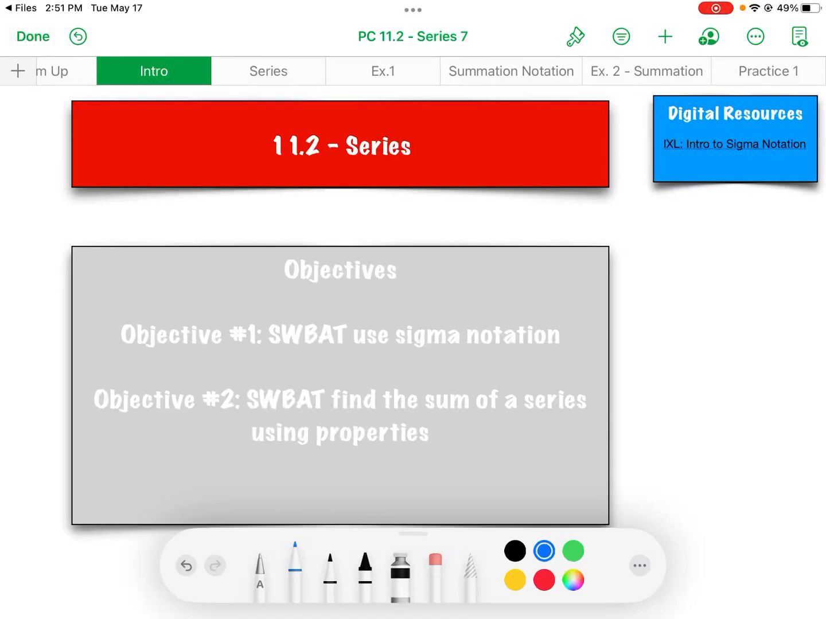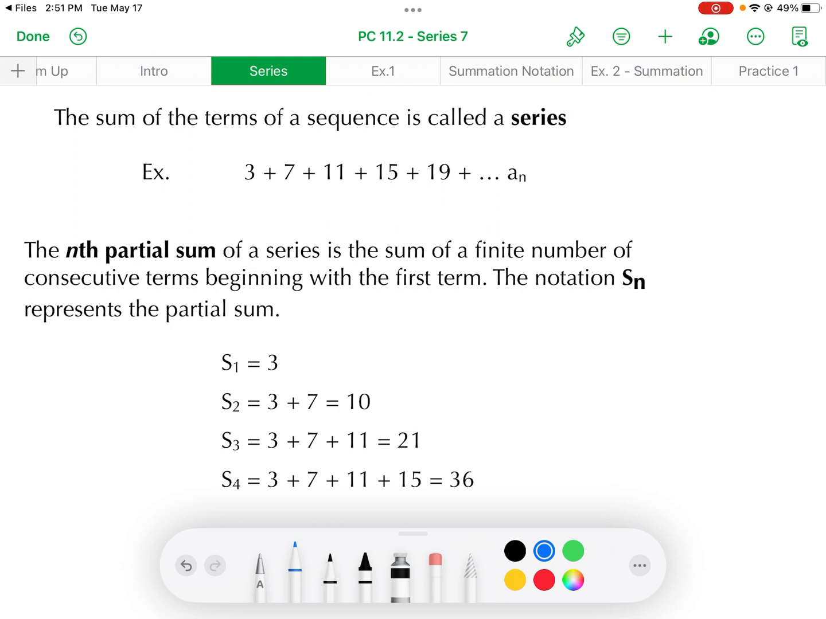Hey, what's up everyone? Today we are going to be looking at series in section 11.2. So this video is just about introducing to you what a series is and the notation behind it. All right. So a series is simply defined to be the sum of the terms in a sequence. So we take the sequences that we worked with in the first section, and all we are doing now is adding those terms together, the sum of which is known as a series.